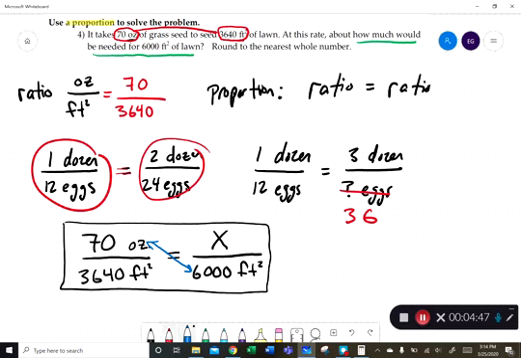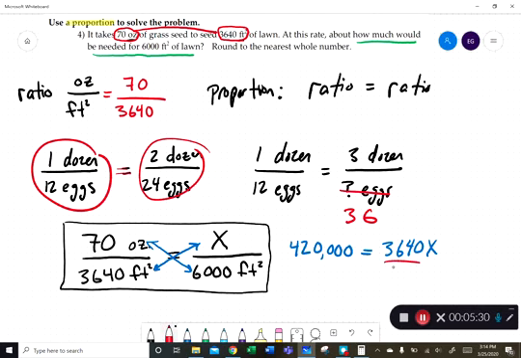70 times 6,000, which would be 420,000. 6 times 7 is 42, and then there are 4 zeros. And X times 3,640, or 3,640x. All right, so we now have a mathematical equation here. We have to solve for x. On the right-hand side, this is multiplication, so to get rid of multiplication, we divide.